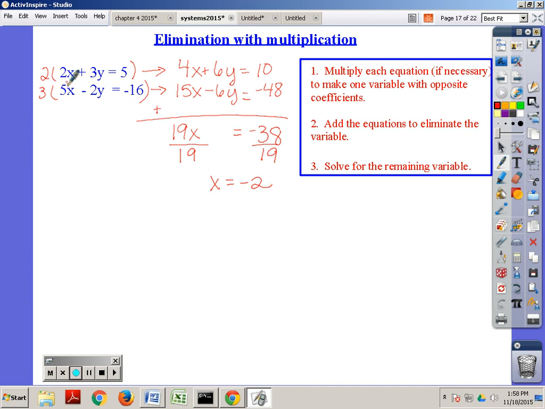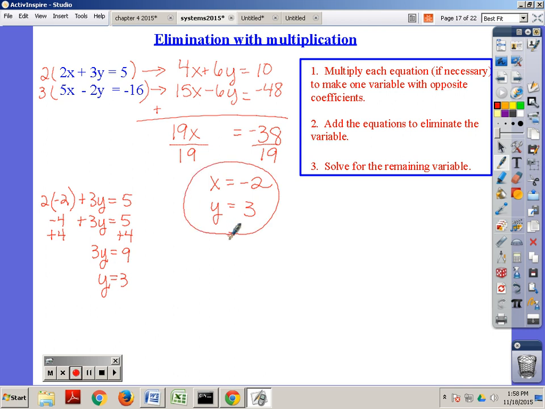Plugging that back into either one of our equations, let's plug it into the top. Let's see. 2 times negative 2 plus 3y. So y equals 3. So our two answers are x equals negative 2 and y equals 3.